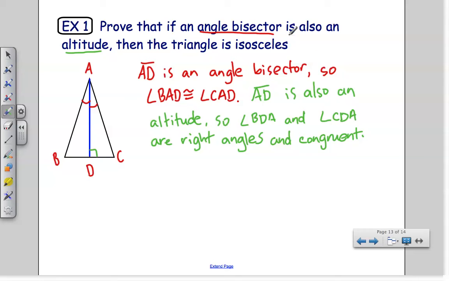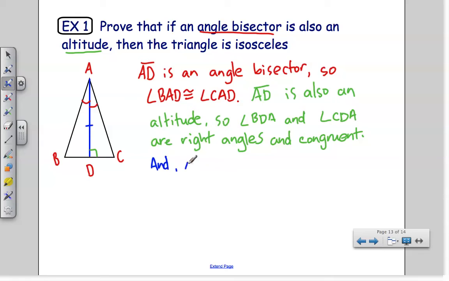Well, if I'm trying to show that the triangle is isosceles, if I could prove these two smaller triangles congruent, then I could use CPCTC to say that corresponding parts are congruent, so that these sides would be congruent, and that is the definition of isosceles, that it has two congruent sides. So how can I prove these two triangles are congruent? Well, I have these angles, I have the right angles. Don't they share this side right here?